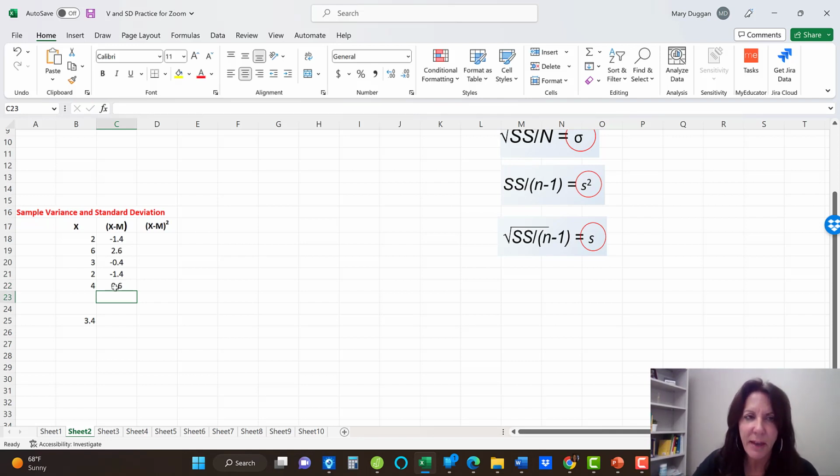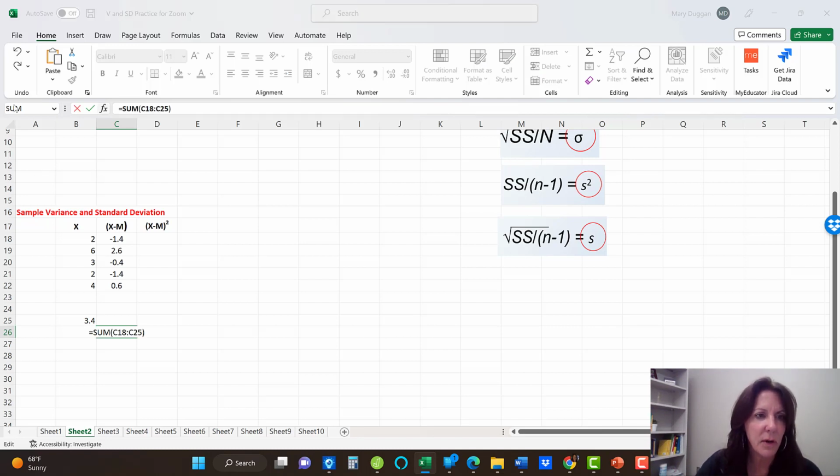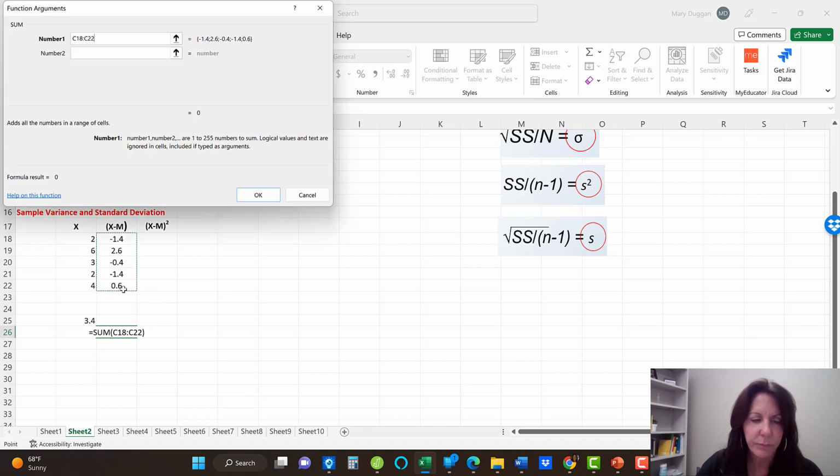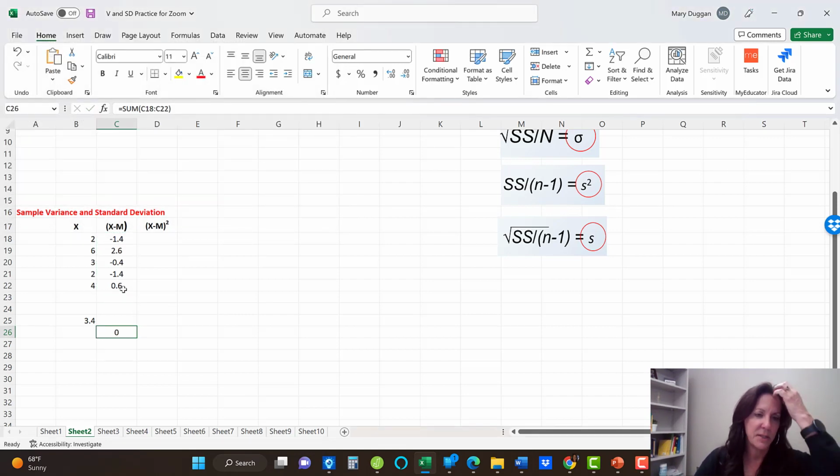I'm going to do that thing that I told you about. I'm going to check to make sure that they add up to 0. Because if they do, I know I've done my deviation scores correctly because all deviation scores will add up to 0. So I'm just going to add them all up here. Phew, added up to 0.